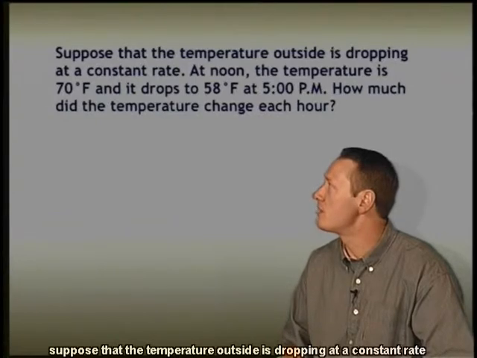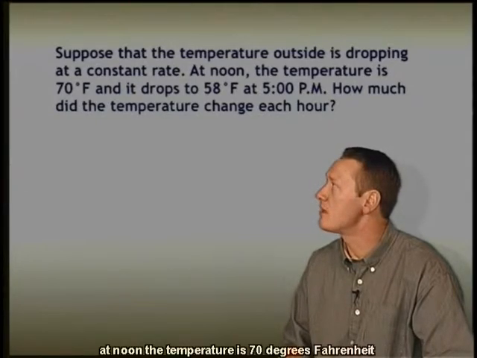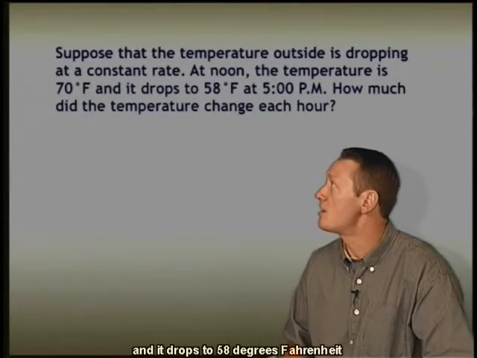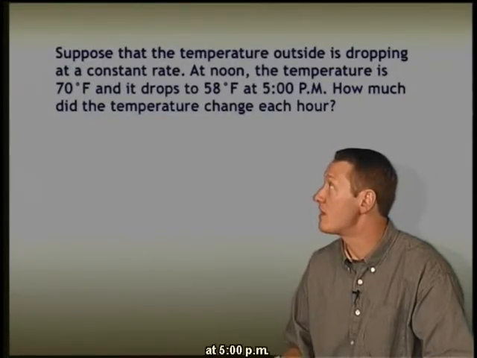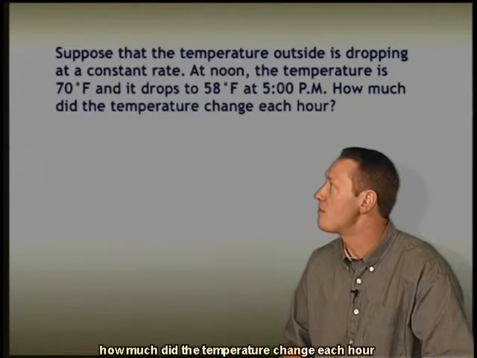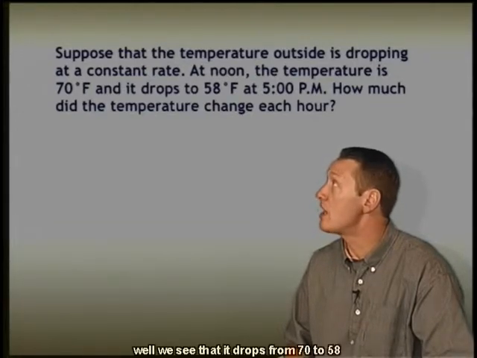Suppose that the temperature outside is dropping at a constant rate. At noon, the temperature is 70 degrees Fahrenheit, and it drops to 58 degrees Fahrenheit at 5 p.m. How much did the temperature change each hour?